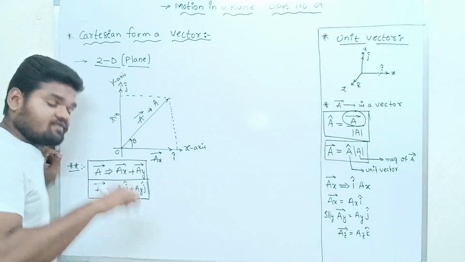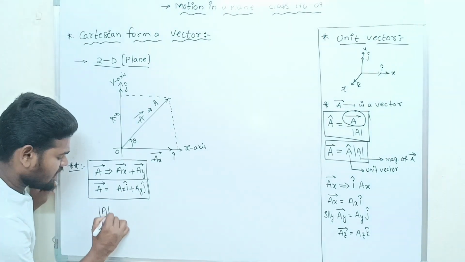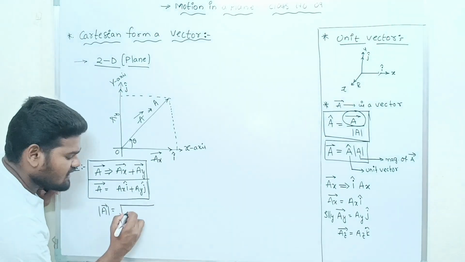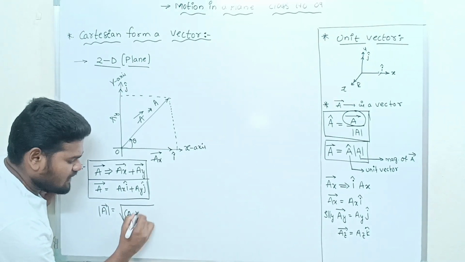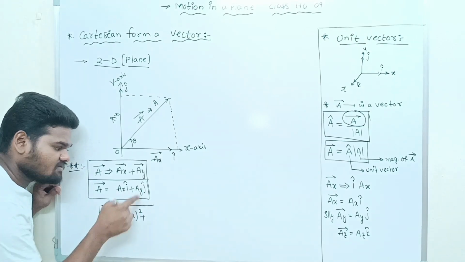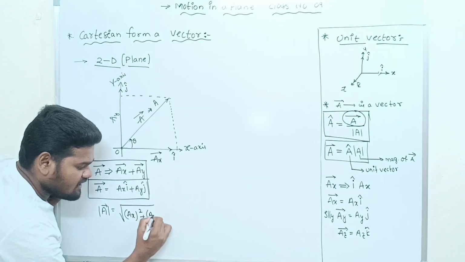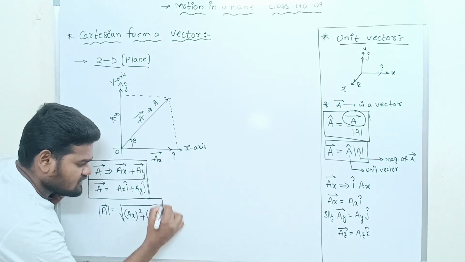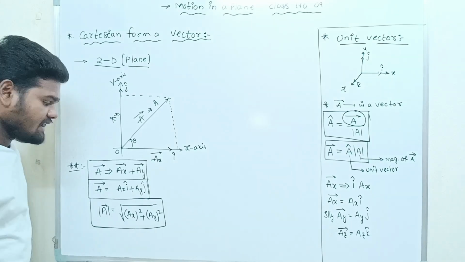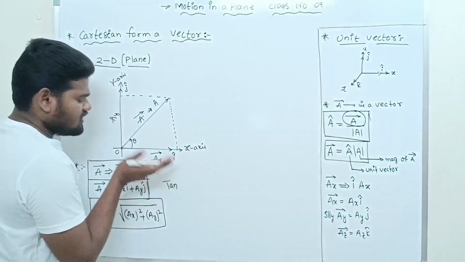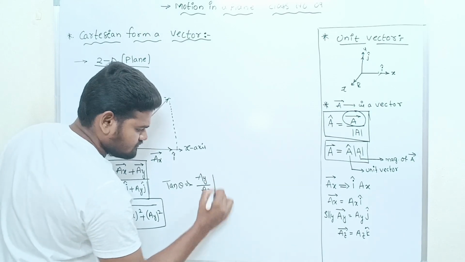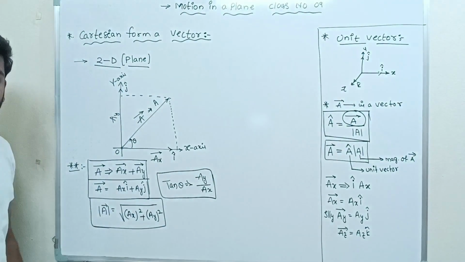If you want to find the magnitude of a bar, the magnitude of a bar is equal to the square root of coefficient of i cap squared plus coefficient of j cap squared. What is the coefficient of i cap? Ax. What is the coefficient of j cap? Ay, whole squared. So this is the magnitude of the a bar vector. And if you want to find the direction from the positive x-axis, it can be given by tan theta is equal to ay by ax. Are you getting any doubts?